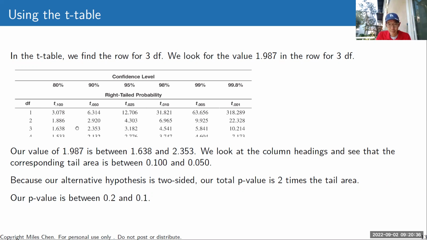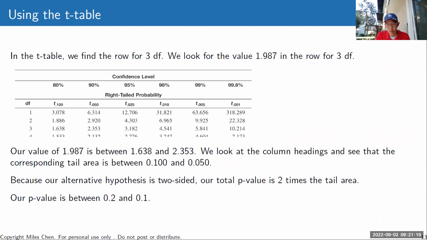And we're getting a number that's farther away from 0 than 1.638. So that means the amount left over in the tail has to be less than 10%, but it's not as far as going as 2.353. So whatever is in our tail has to be more than 5%. So our tail area is going to be something between 10% and 5%. And because our alternative hypothesis is two-sided, we're going to double that. And our resulting p-value is going to be somewhere between 20% and 10%. And that's going to be the answer there.